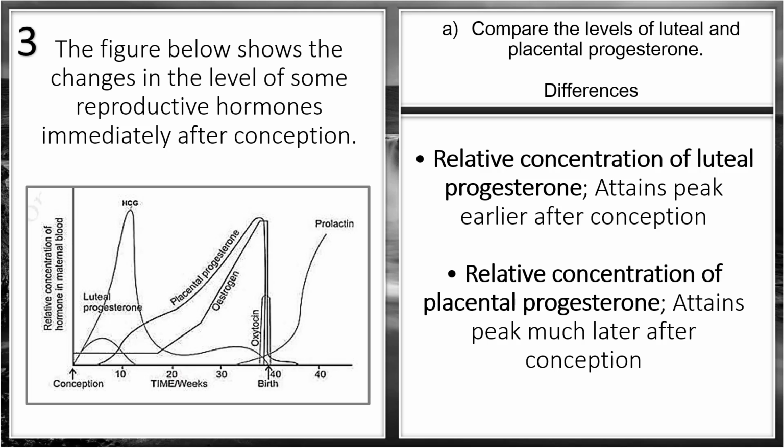The relative concentration of lutein progesterone attains a peak earlier after conception. So lutein progesterone reaches a peak very fast, whereas the placental progesterone attains a peak much later in conception. So you look at the placental one, it reaches a peak at a relatively higher level.